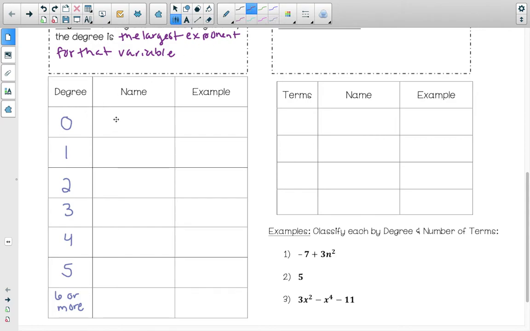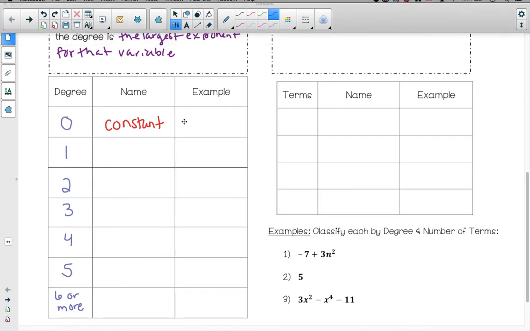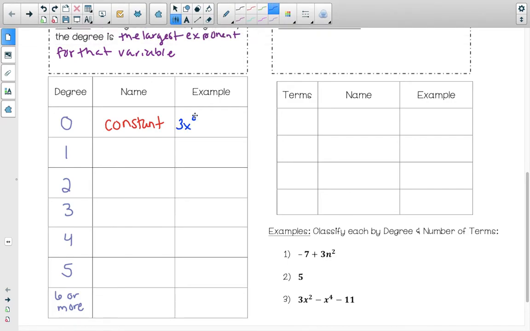If it has a degree of 0, so x to the 0 becomes 1. That means that this is actually a constant. An example of this is 3x to the 0. The exponent is attached to only the x, so this becomes 3 times 1, which is just 3. This is why it becomes a constant.